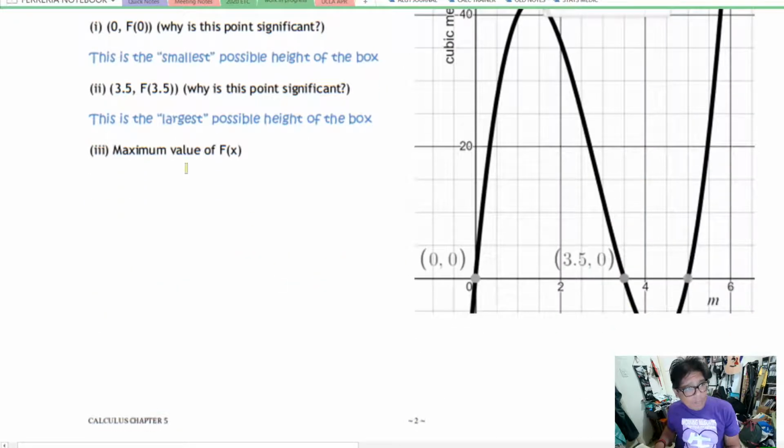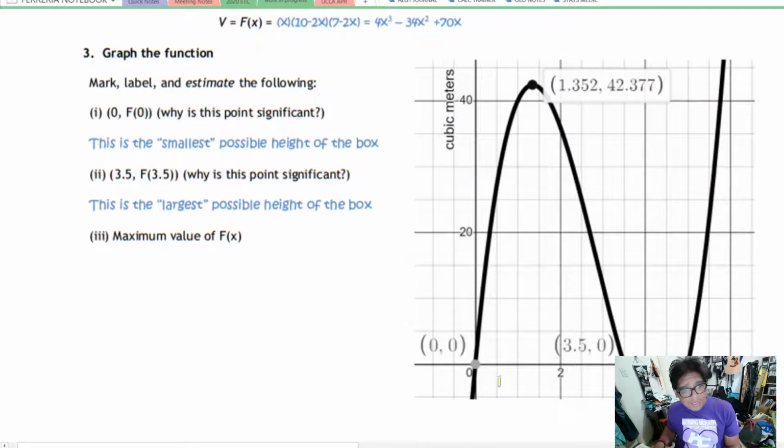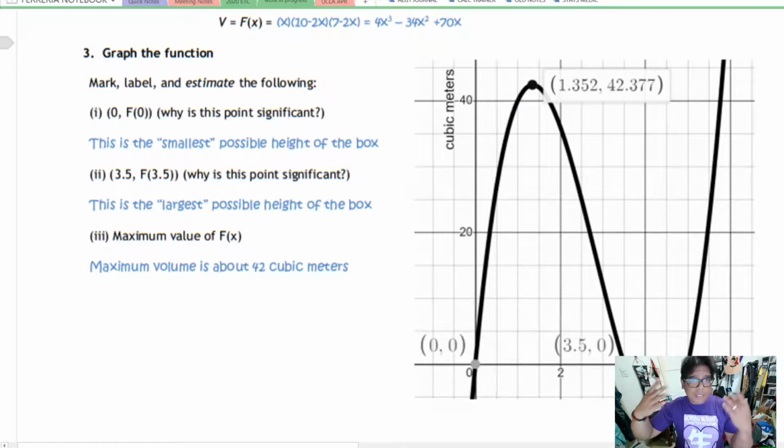And then finally, what about the maximum value of f of x? If this graph is the graph of f of x right here, then the biggest possible volume of f of x is about 42.37 when the cut on the box is 1.352. Again, that is a graphical solution. That is not the calculus solution. We're here to figure out the calculus solution, because you're not always going to be able to graph your function, let me tell you.